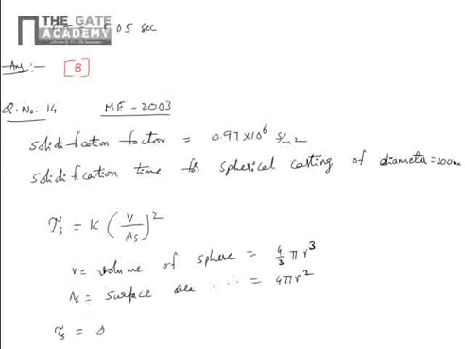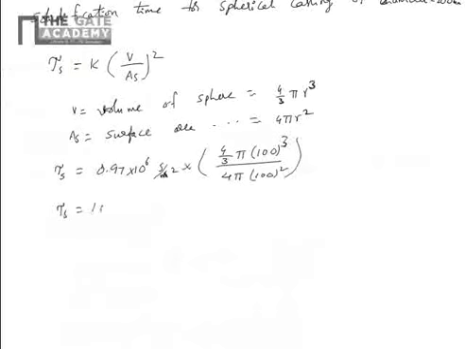Substitute all the values. 0.97 into 10 power 6 seconds per meter square, into V, the volume, substitute 4 by 3 pi, with radius 100, divided by 4 pi r square, 100 square. Substitute the values here and the answer you will get is solidification time equal to 1078 seconds. Simple, direct substitution.